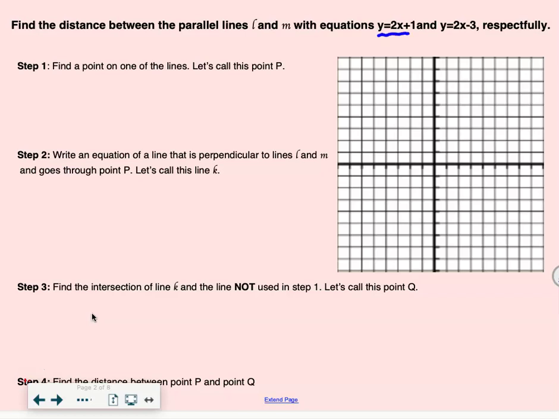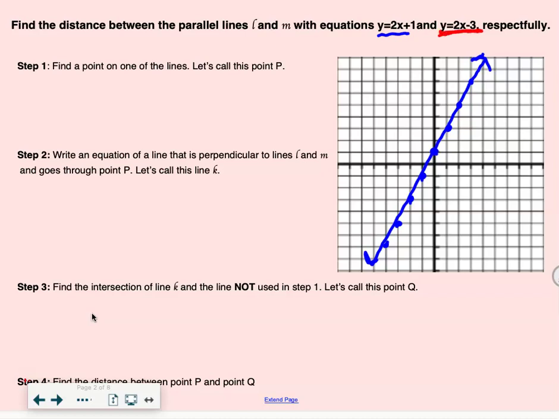Plus 1 on the y-axis and a slope of 2. So, a slope of 2, what does that tell me? Rise over run: 2 up, 1 over. Perfect. Graph it. So that is line L.